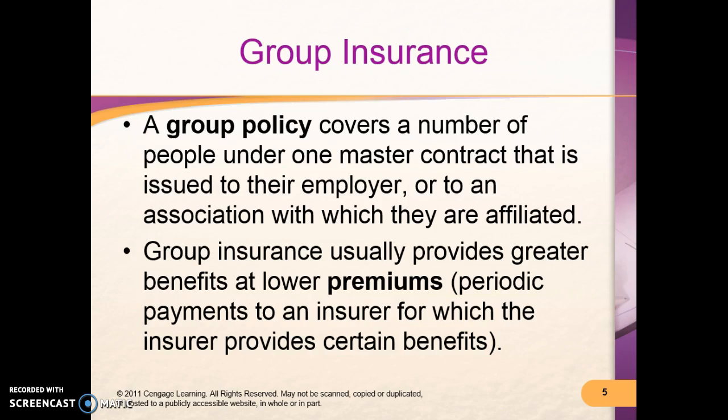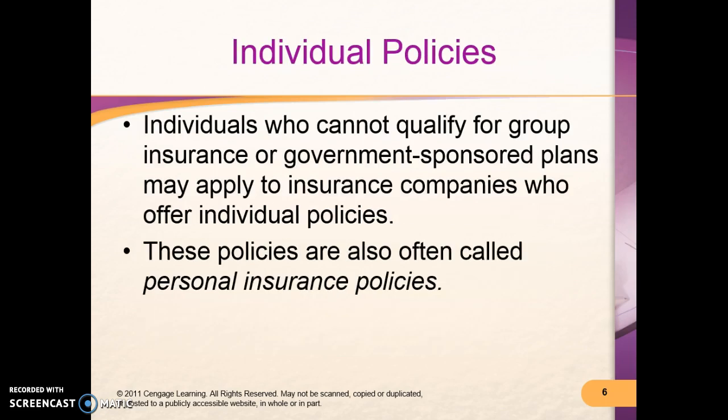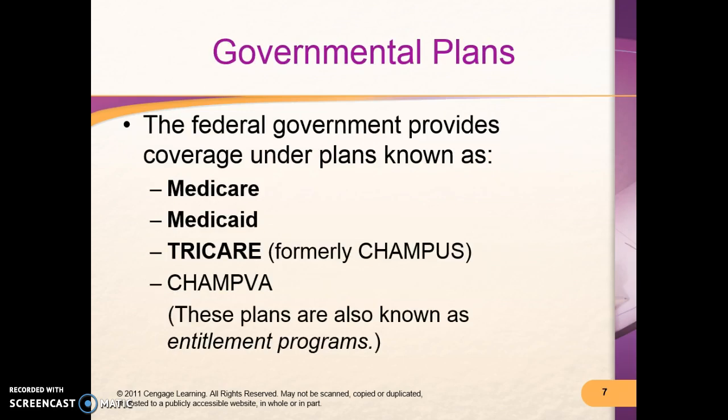So if you can't qualify for group insurance, maybe you're not employed, maybe you're not employed full time, then you can purchase individual policies. So that's what is known as personal insurance policies. Then, of course, we have our government plans, Medicare, Medicaid, like I said, TRICARE, CHAMPVA. These are all part of government programs.